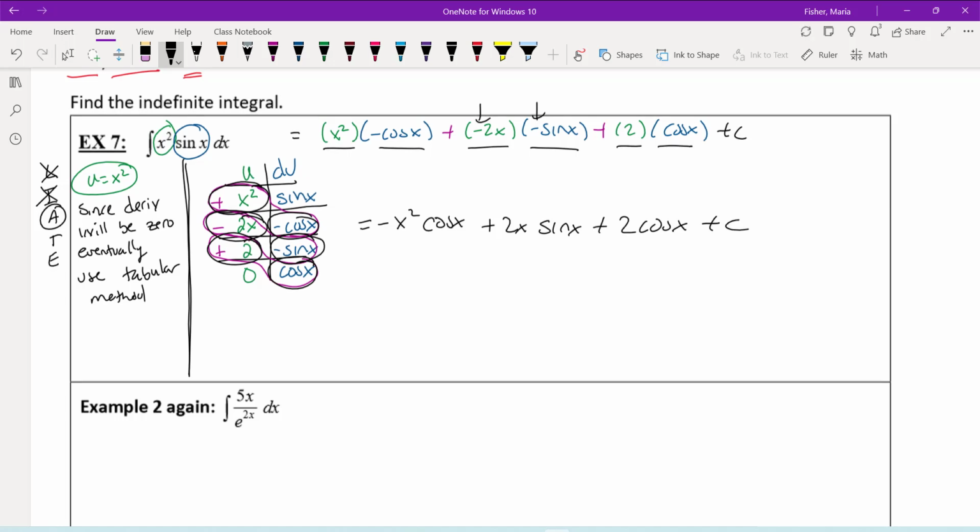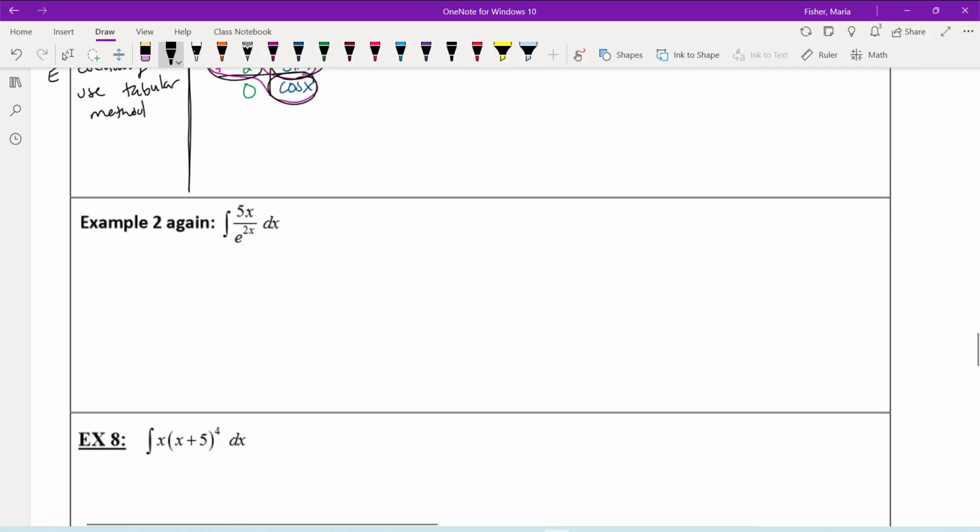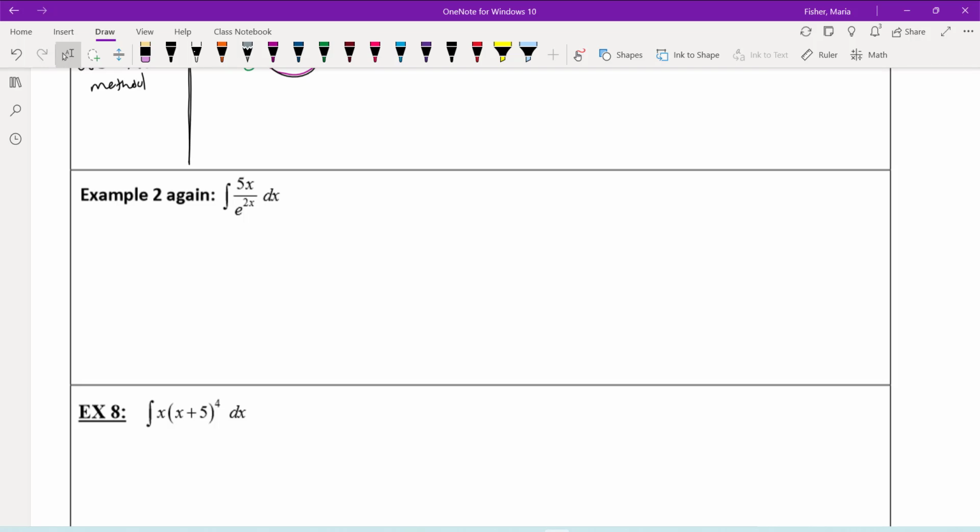We're going to do example 2 again, but we're going to do example 2 with the tabular method now. Just like we did when we talked about example 2 earlier, we have to rewrite this as a product. So it's still going to be the indefinite integral of 5x e to the negative 2x dx. That part won't change. But then we make our t-chart here. We have u and we have dv.